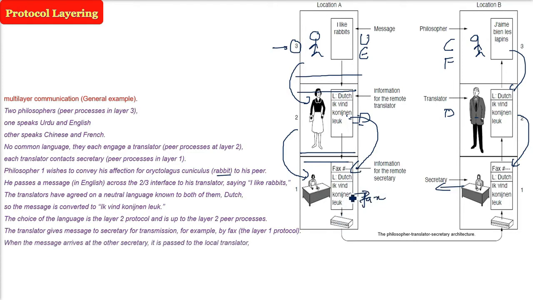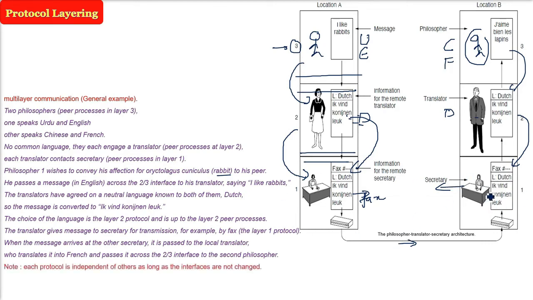So when the message arrives at the other secretary, because there is proper bit transmission at that level, the secretary on the philosopher 2 side gets the message. Now it will be changed. It will be given to the translator, because the philosopher has to receive it in either Chinese or French. So it is the work of the translator to convert the Dutch into French, and only then can the French be given to him.